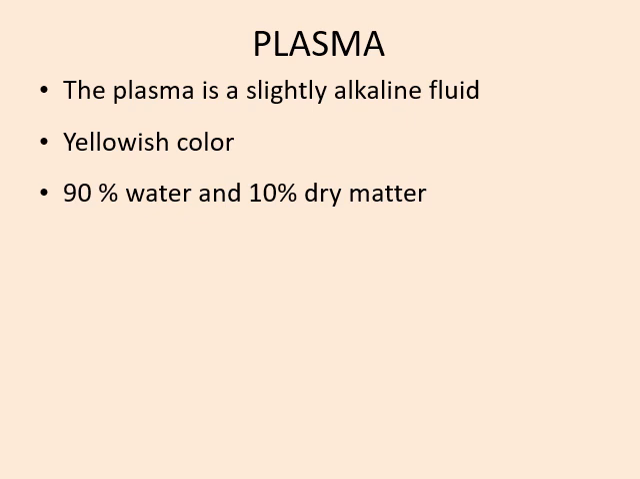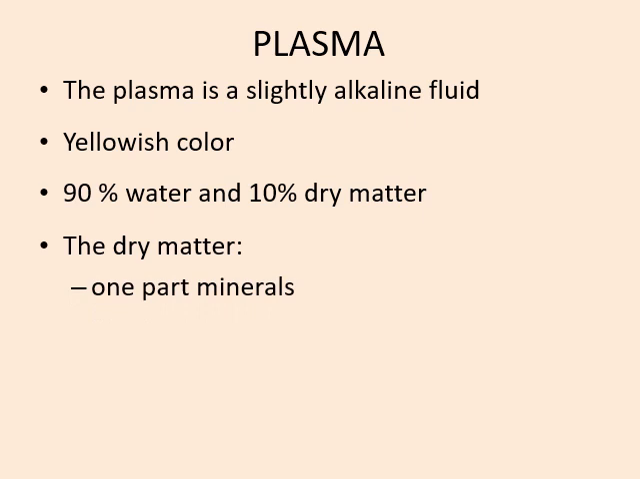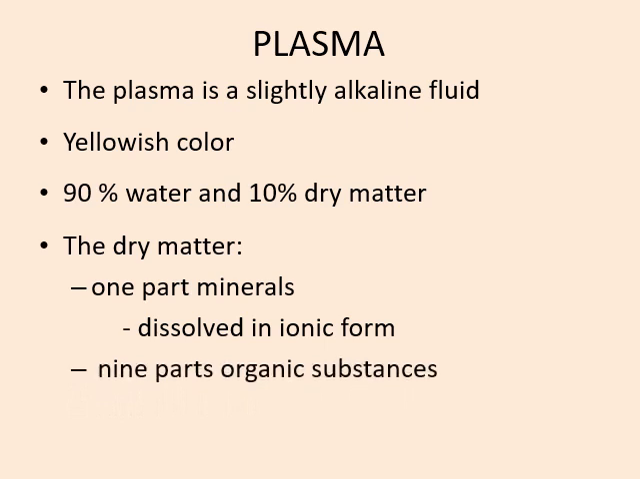Of the plasma, 90% is water and 10% is dry matter. So if you took plasma and you boiled it on your stove to get all the water off, 10% of what would be left behind would be that dry matter. And of the dry matter, let's see what it is. So the dry matter is 1 part mineral. These are things like your iron or your magnesium or calcium, whatever it is. And those minerals are dissolved in ionic form. So if you've got calcium going around your body, it's not fizzing away like the calcium in the lab in the water. It's in ionic form, which is a little bit more stable. And then we've got 9 parts organic substances.